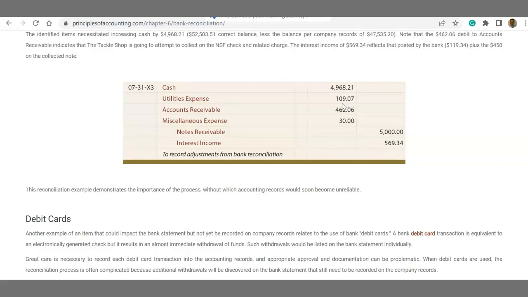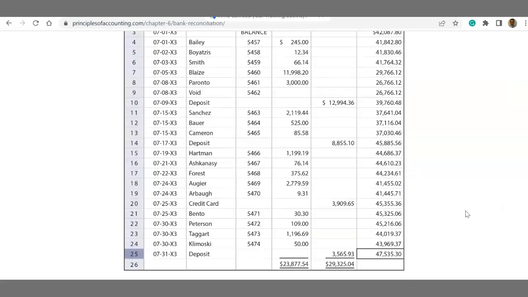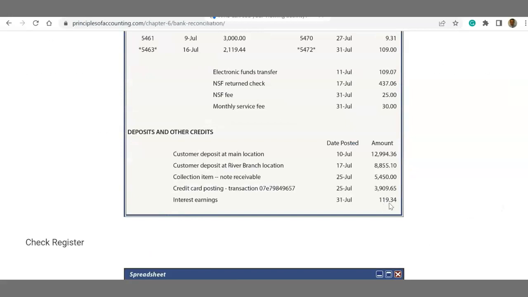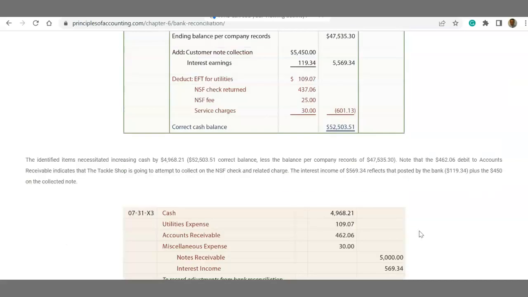So like this one, utility expense debit, right? Cash credit, I do that. I do 109 debit utility expense, cash credit 109, and that will match with this number. Piece of cake.